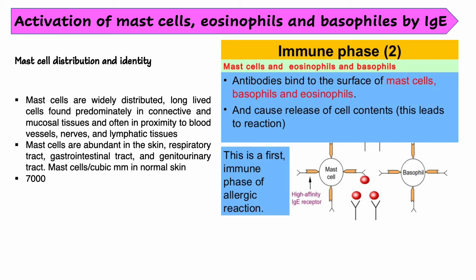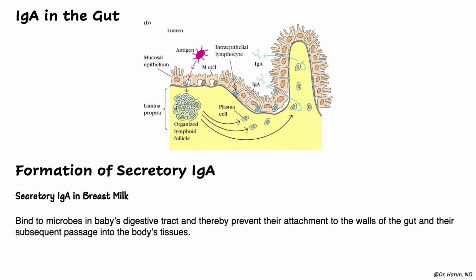Okay, the first immune phase of the allergic reaction, kalau kita tengok, this is how it looks like, ataupun bagaimana berlakunya kalau allergic reaction. Kita ada mast cells, kita ada basophil, and kita ada high affinity of IgE receptor. Again, remember that the immunoglobulin that involved in the allergic reaction adalah IgE. For this one adalah IgA in the gut.